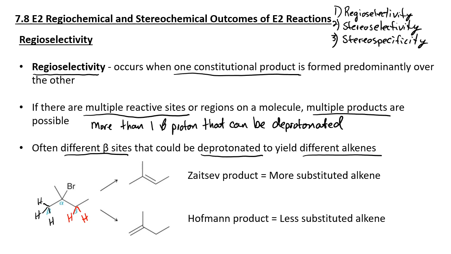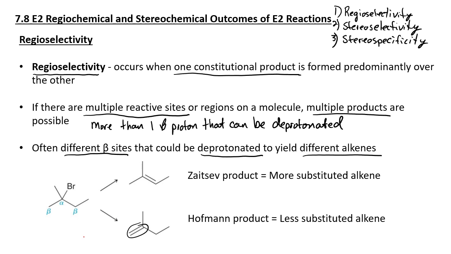Now my base can remove one of these, and I get my alkene here. Or, let's draw these back in, or the base can remove one of these protons and afford the alkene above. We have multiple reactive sites in the molecule because I have different beta protons that can be deprotonated.